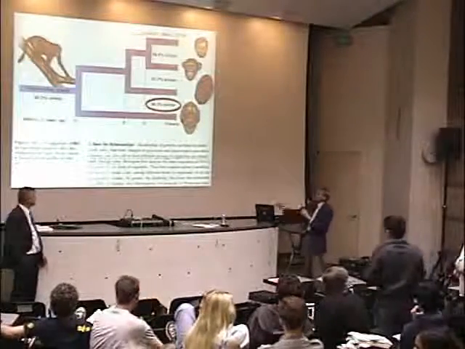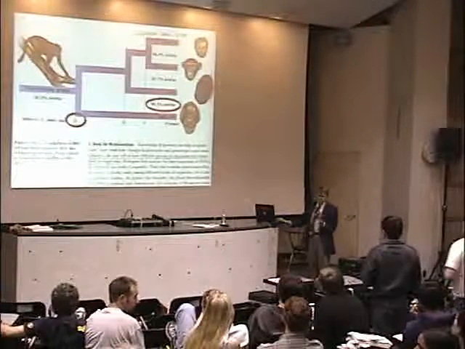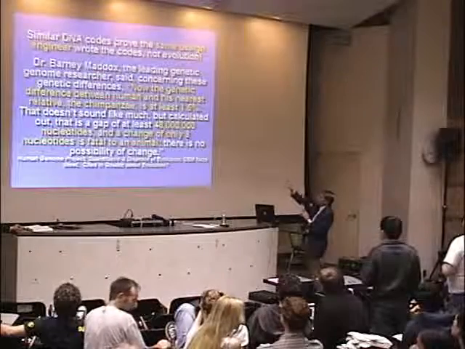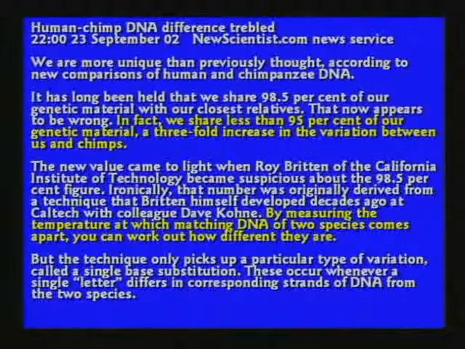The textbooks say humans and orangutans are 96% similar, proving a common ancestor 15 billion years ago. This is ludicrous, but I'll just give them that. Barney Maddox, one of the leading genome researchers, said the difference between humans and their nearest relative, the chimpanzee, is at least 1.6%. That doesn't sound like much, but calculated out, that's a gap of 48 million nucleotides, and a change of only 3 nucleotides is fatal to an animal. If you change three things you're probably going to die, and there are 48 million differences. That's when they thought it was a 1.6% difference. Now they know it's actually 95% similar, which is a 5% difference. So it's much worse than they think, and even still, they're missing the whole point. Similarities don't prove any ancestry. It might prove the common designer.